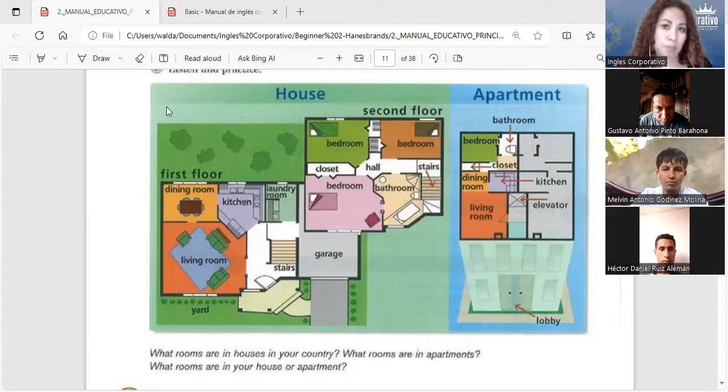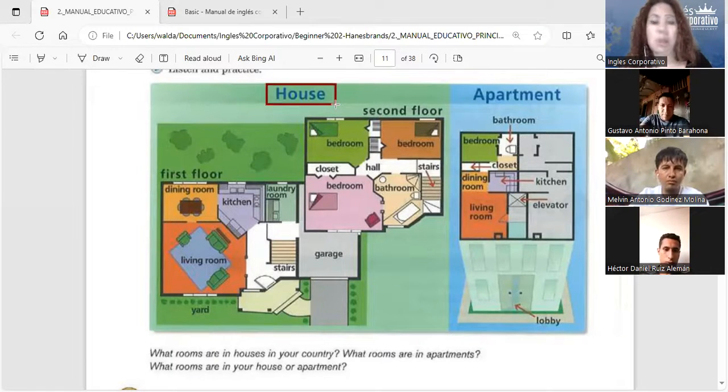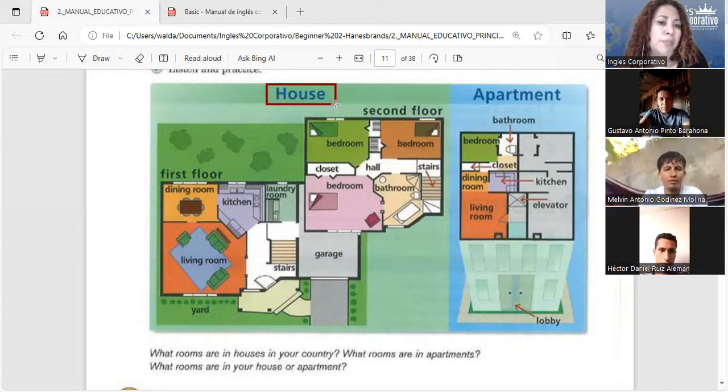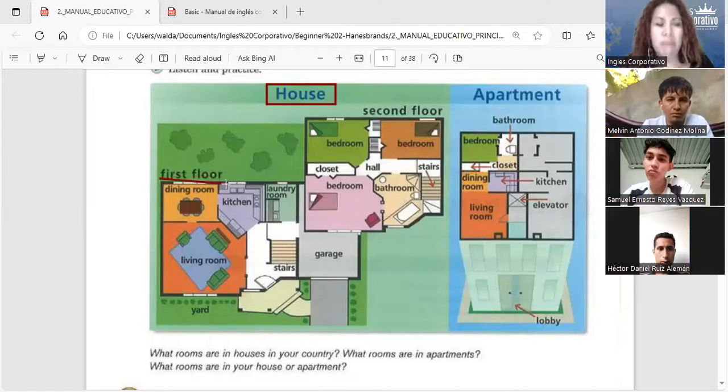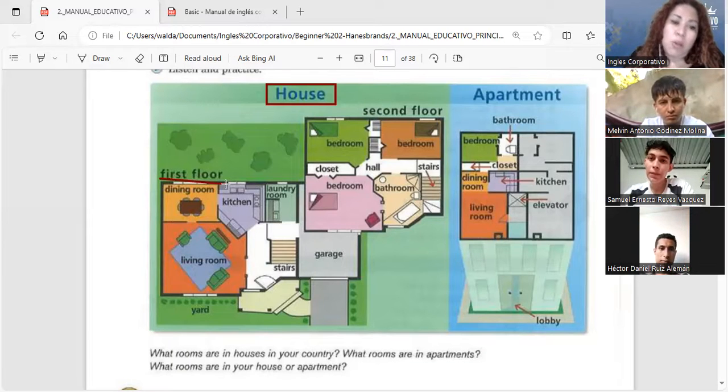Okay, so first we have in the house, we have on the first floor. What is first floor? Primera planta, primer piso. Yeah, exactly. Okay, so in the first floor, the first thing you're going to encounter is the word yard.